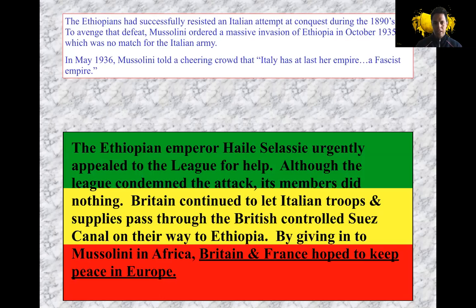And even the British, who had power to do something to stop them by closing off the Suez Canal and not allowing Italian supplies or troops to go through, kept it open, but they did pay them taxes, and so therefore the British were okay. By giving in to Mussolini in Africa, Britain and France hoped that they would be able to keep peace in Europe. That was their main reason. You give some people that you don't care about in hopes that you would keep peace for yourself.